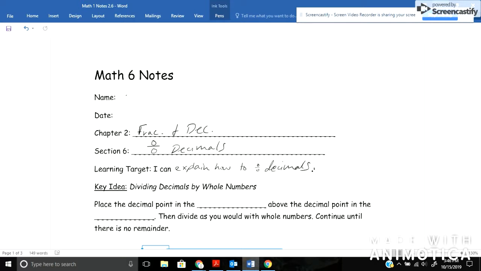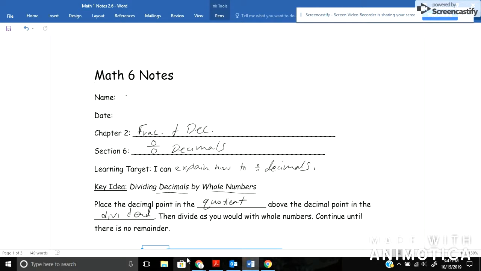It says dividing decimals by whole numbers. So that's when one number is a decimal and one's a whole number, and we'll get into what you do when they're both decimals. It says place the decimal point in the quotient above the decimal point in the dividend. Then divide as you would with whole numbers and continue until there's no remainder.